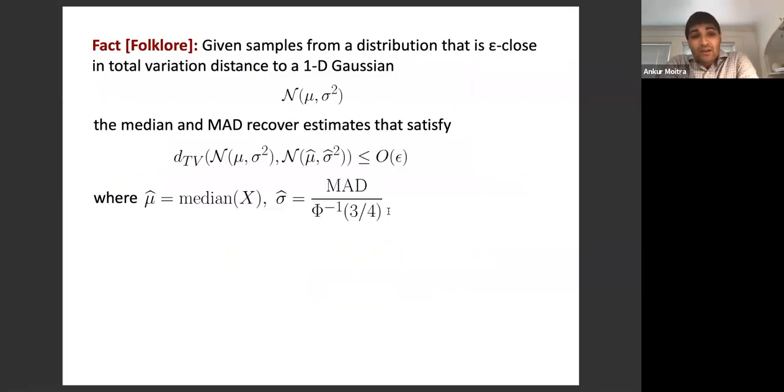So the folklore fact from robust statistics is that if we're given samples from a distribution that's not actually Gaussian, but is merely epsilon close in total variation distance to a 1D Gaussian, then what we can do is we can compute the median and the median absolute deviation. Those estimates mu hat and sigma hat are going to have the property that they define a Gaussian that's O of epsilon close to where we started off from. So we need some sort of corrective constants depending on what's actually going on here.